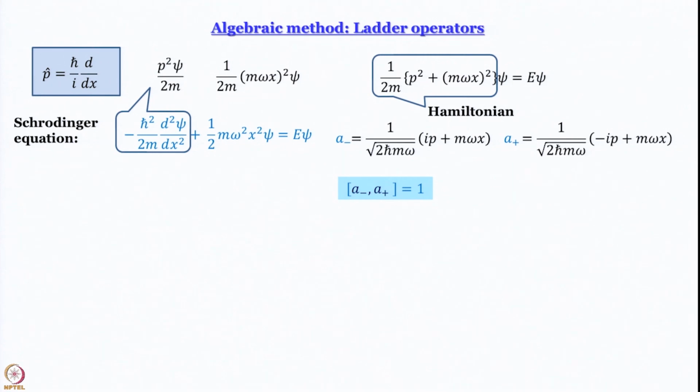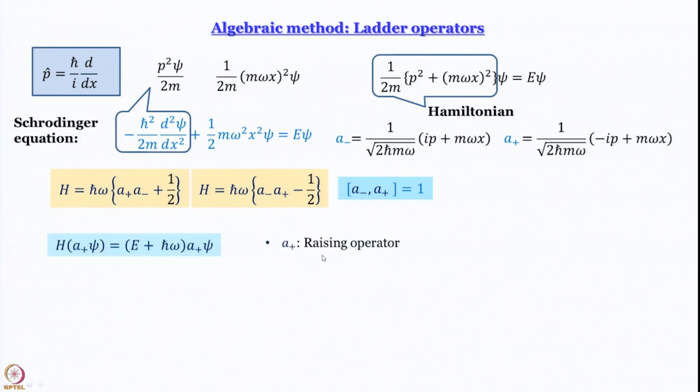And since the commutator is not equal to 0, the Hamiltonian is not just A minus A plus or A plus A minus. What we get is that the Hamiltonian is written as h cross omega multiplied by A plus A minus plus half, or you can write it as h cross omega A minus A plus minus half. Both are valid forms, we use the one that is more convenient given the situation we are in. So, this is how you rewrite the Hamiltonian in terms of the ladder operators A plus and A minus.